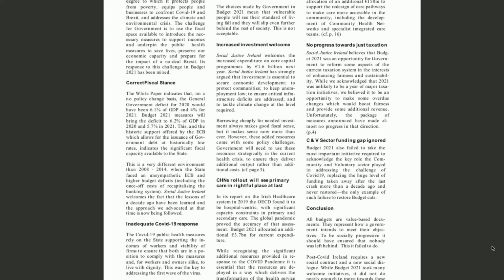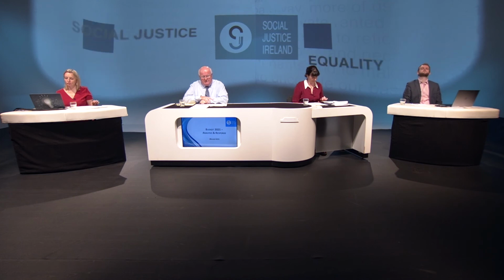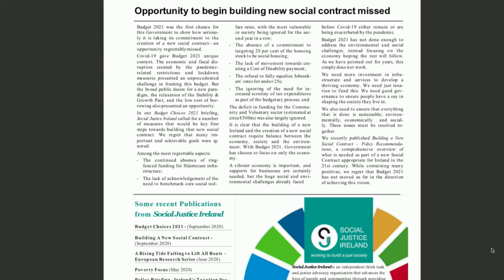So bringing it finally then to just develop that a little bit, we have on page 24, the last page of our analysis and critique of the budget, we spell out what could have been done in this whole area of developing a new social contract, and we conclude that a good opportunity has been missed. There were a lot of things that we were advocating were important, that could have been done to get us towards this social contract. Things that we would point to that are missing: the continued absence of ring-fenced funding for slow-into care infrastructure, the lack of acknowledgement of the need to benchmark core social welfare rates, the absence of a commitment to target 20% of the housing stock to be social housing.